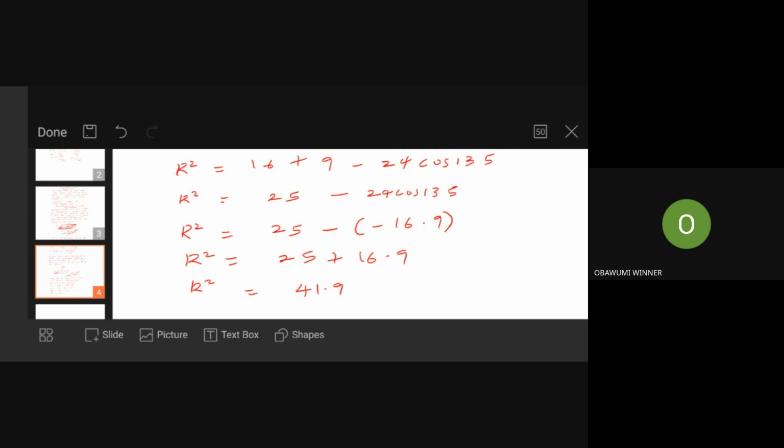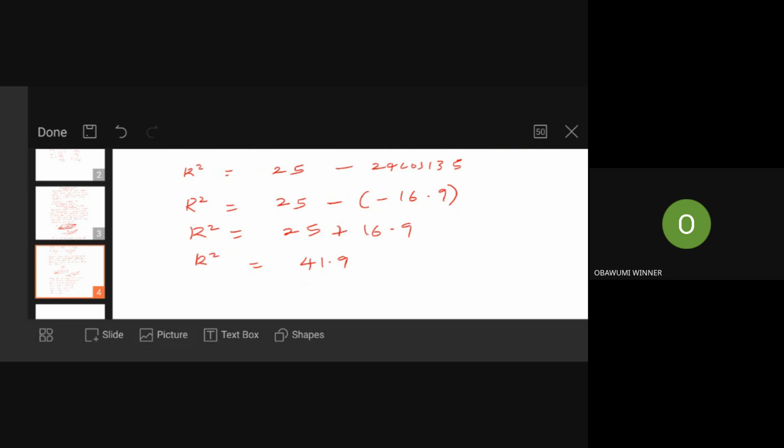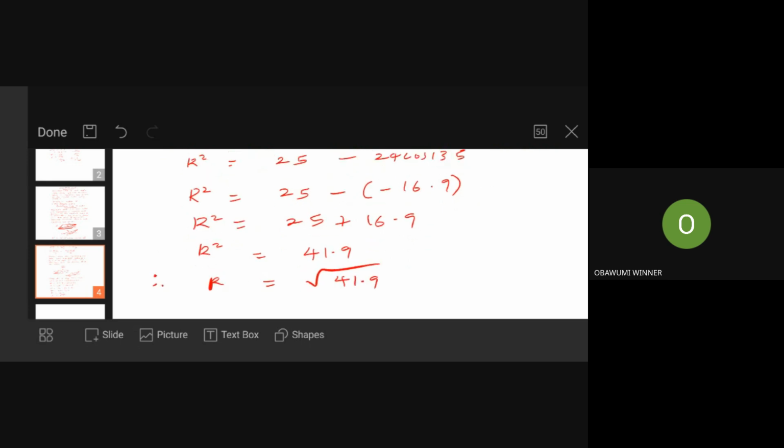Yes, that's it. 41.9. So remember r square is 41.9. Therefore, r alone becomes the square root of 41.9. And what then is the square root of 41.9? That would give us about 6 point something. I don't know. So let's say 6 point something. Maybe let's say 6.5 units. You can check that from your calculator.